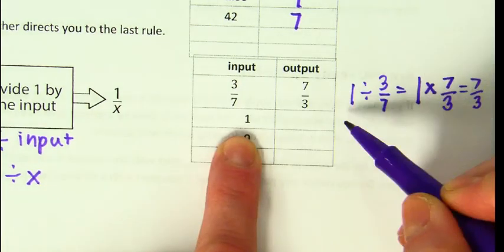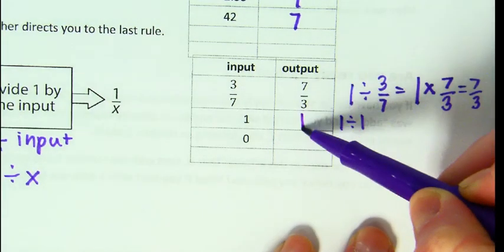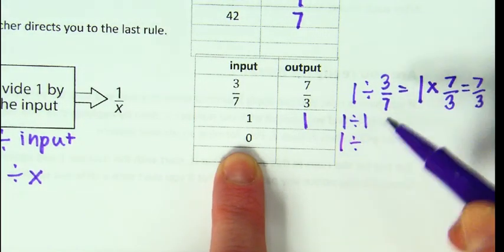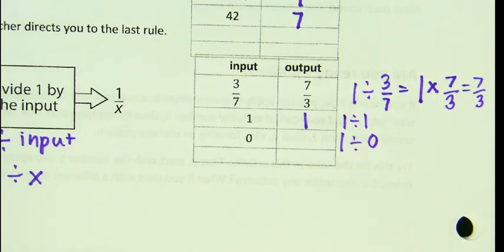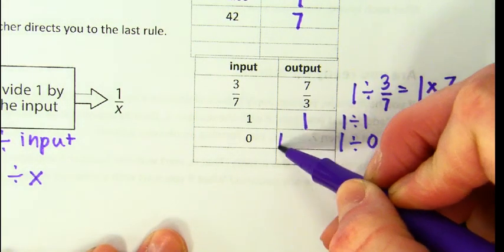So let's look at the next one. 1 divided by the input. What's 1 divided by 1? 1. Last one. 1 divided by the input. Before you answer, think, and then look at the front page of your note packet if you're unsure. 1 divided by 0. Is it 0? Is it not possible? No, not possible. If you look at the front page of your notes, you will see that hopefully you wrote it down. This is not possible.